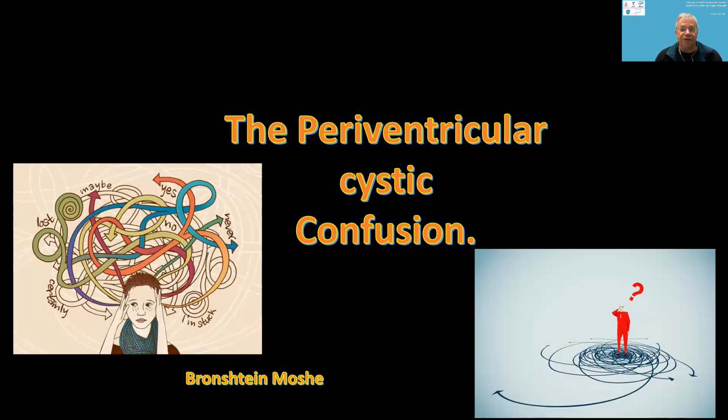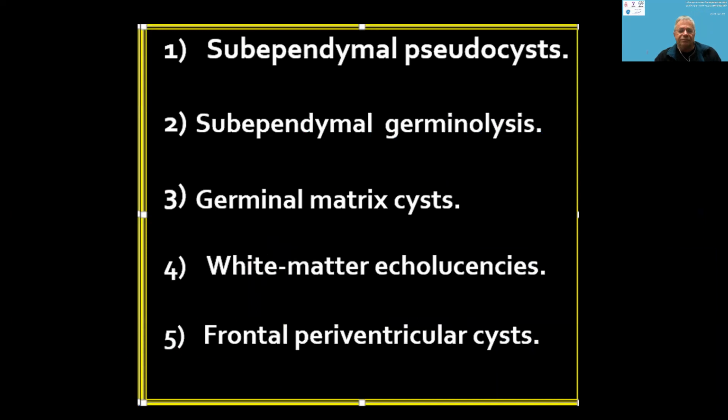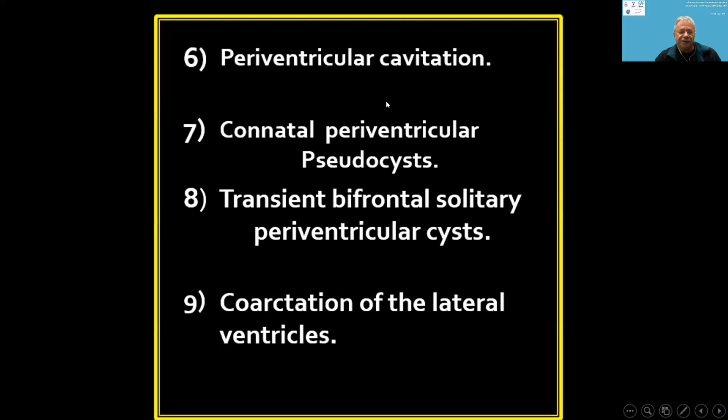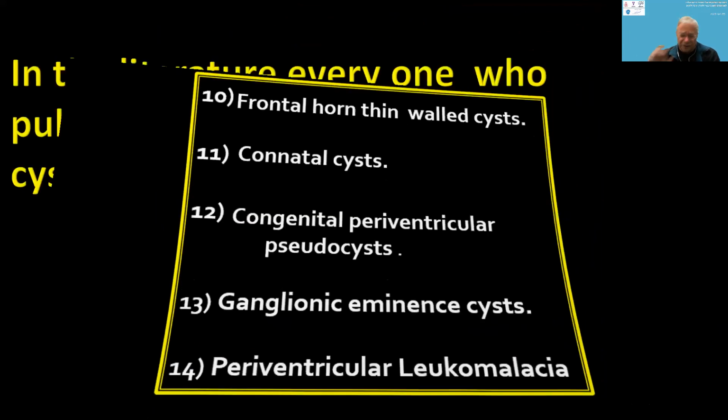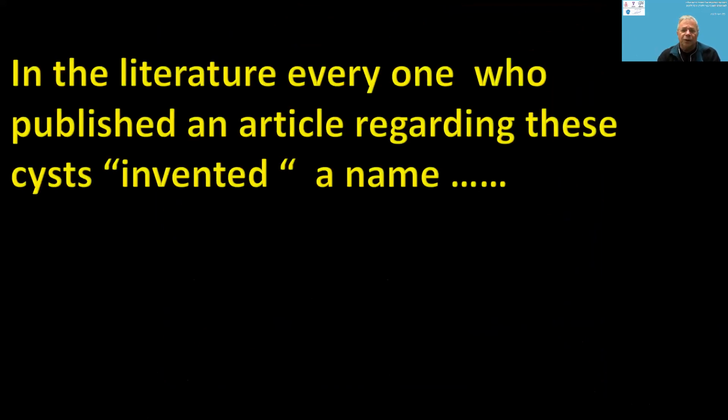I want to give a small lecture about the periventricular cystic confusions. There are many names to these periventricular cysts: subependymal pseudocysts, periventricular cavitation, and at least several other names. In the literature, everyone who published an article regarding this cyst invented a new name.